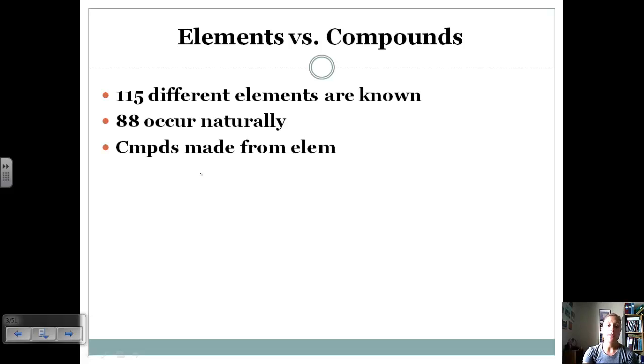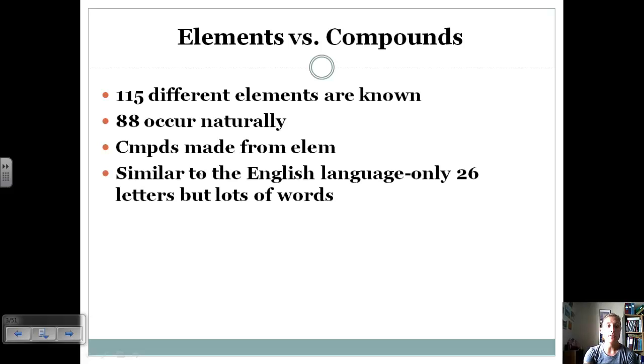We know from the previous unit that compounds are made from elements. We have to put two different elements together, two or more, to get a compound. So this is similar to the alphabet. We have only 26 letters, so those would kind of be the elements, but then we combine those letters or elements into lots of words or compounds.